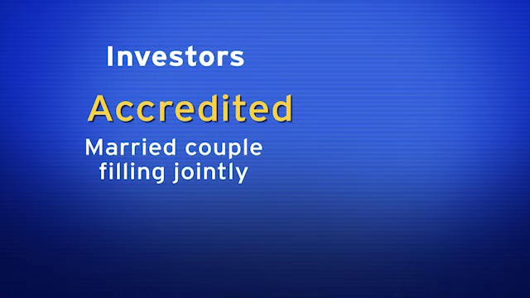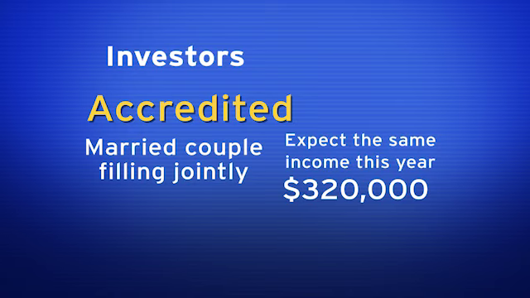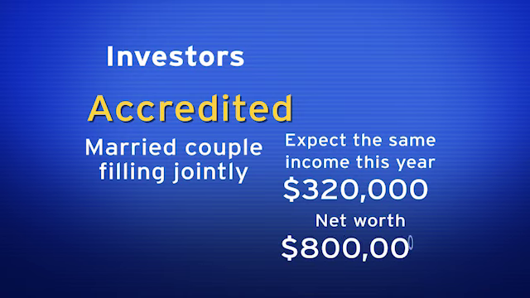Now let's look at a married couple filing a joint tax return. Each of the past 2 years, the couple jointly has earned $320,000. They expect to earn the same this year. Their net worth, not including their primary home, is $800,000. Are they accredited? They are. Their income got them there. If their income got them there, I don't need to worry about the net worth. Net worth would not have gotten them there. Doesn't matter. Their income did.